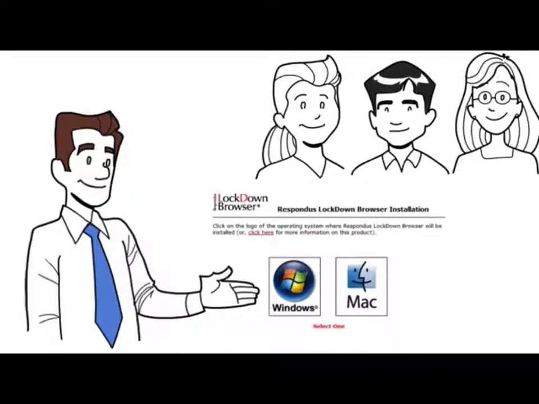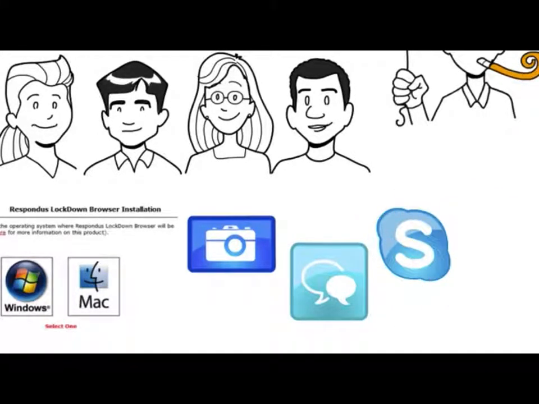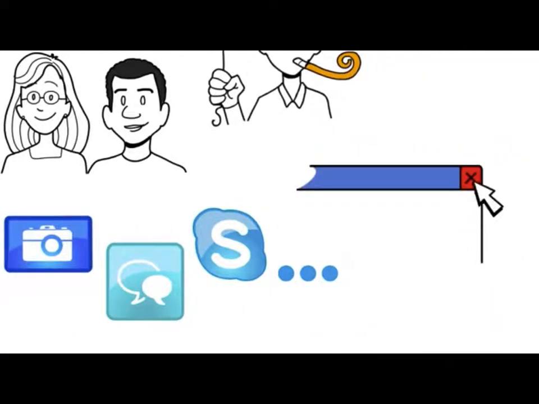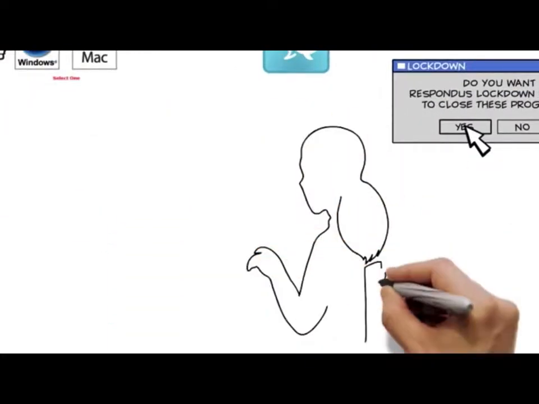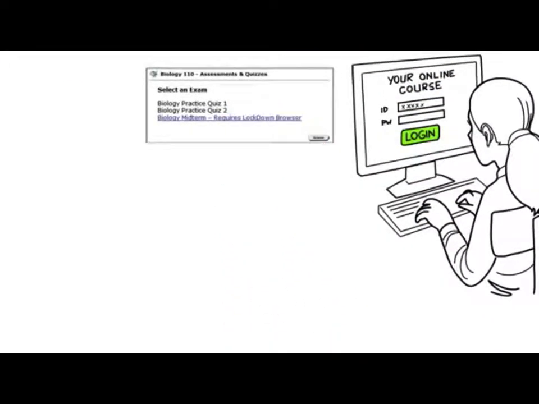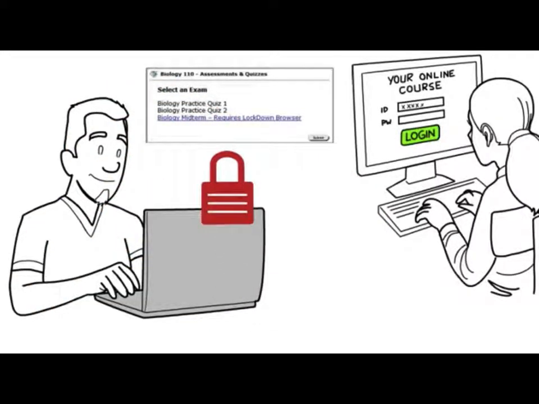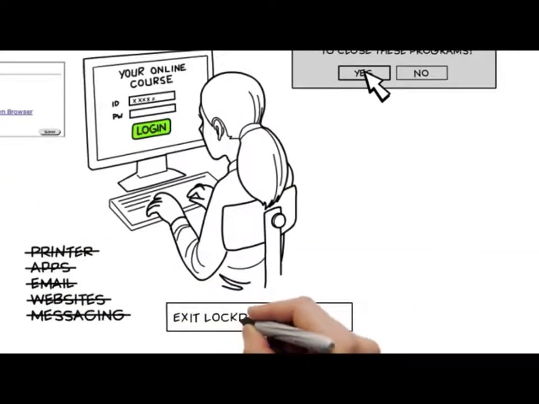When you start it, Lockdown Browser might warn you that certain applications have to be shut down before you continue, like screen capture programs, instant messaging, Skype, pretty much anything that lets you communicate with the outside world. You can close those applications yourself or let Lockdown Browser do it for you. The browser will then go to the login page for your online course. Log in like you normally do and locate the exam that requires Lockdown Browser. Remember, after the exam starts, you won't be able to do other things on your computer until you finish the exam. When you're done, just exit Lockdown Browser and you'll be all set.